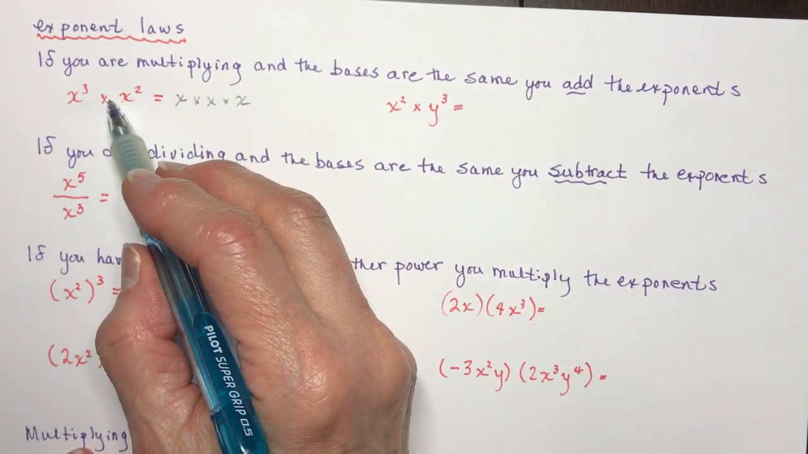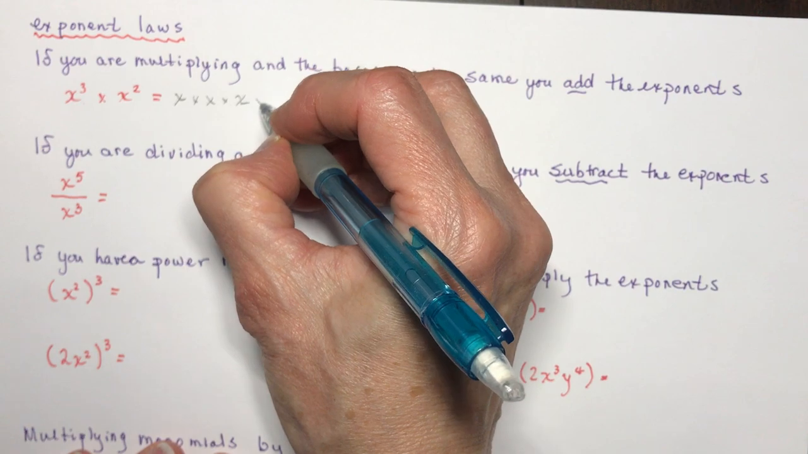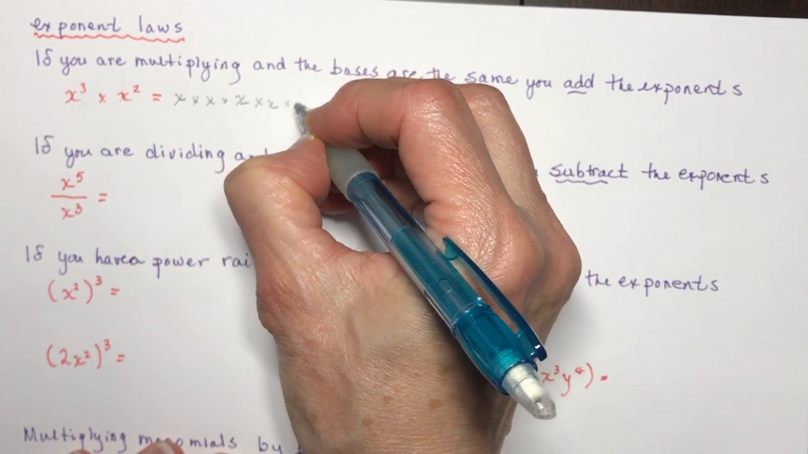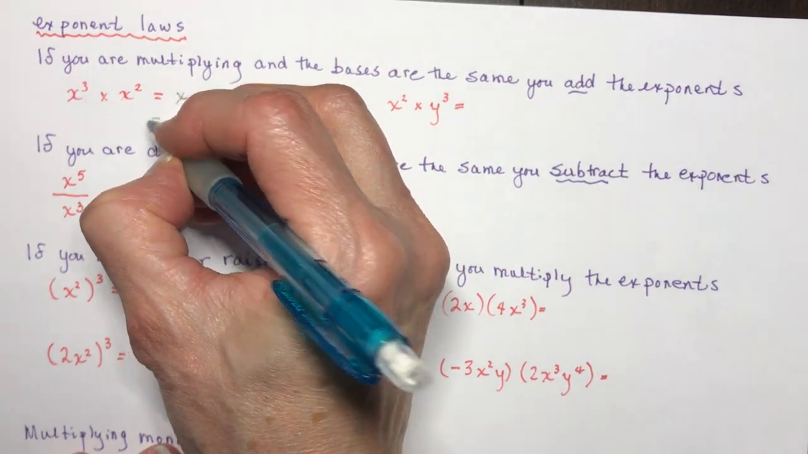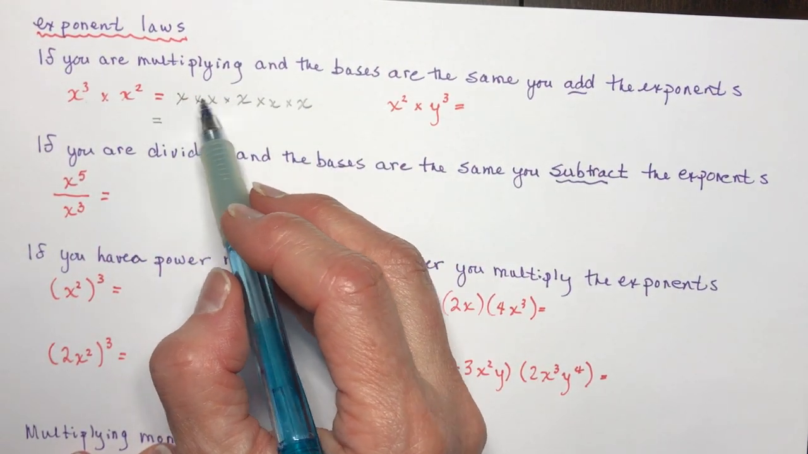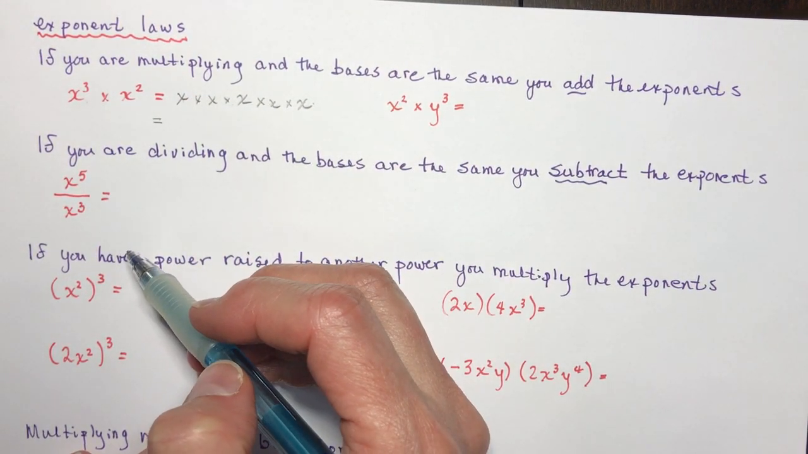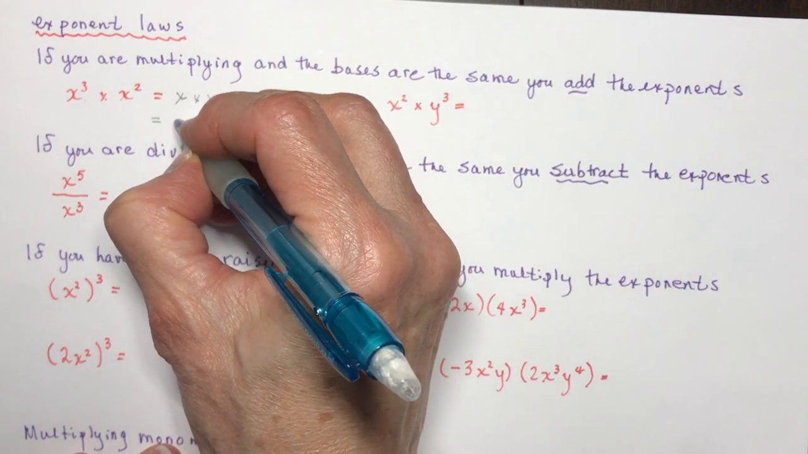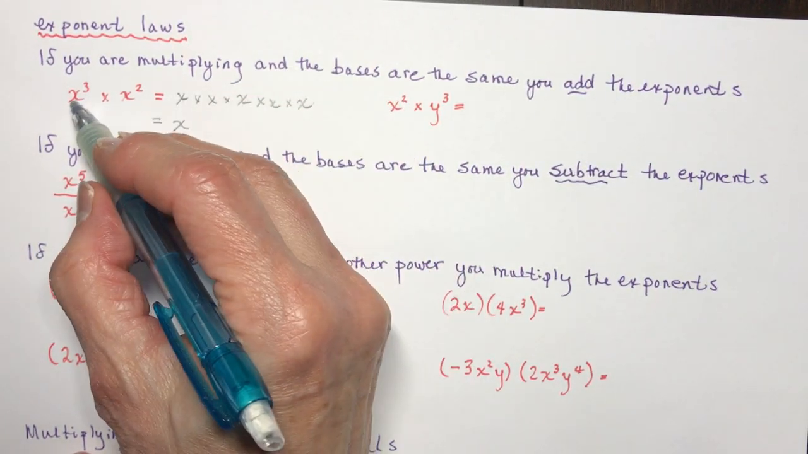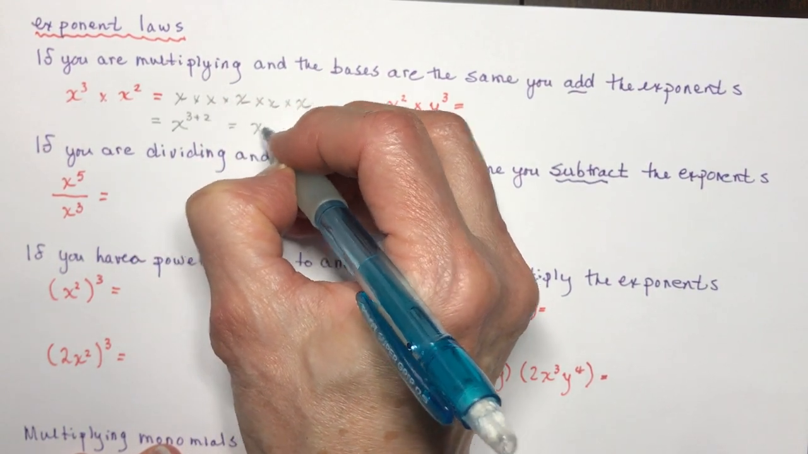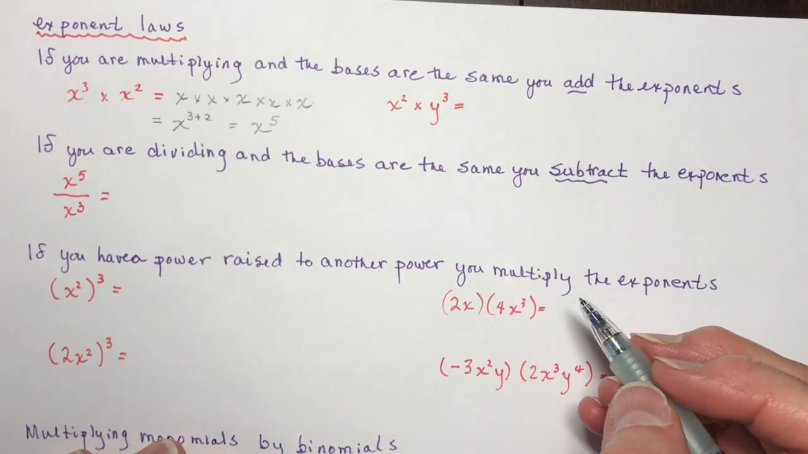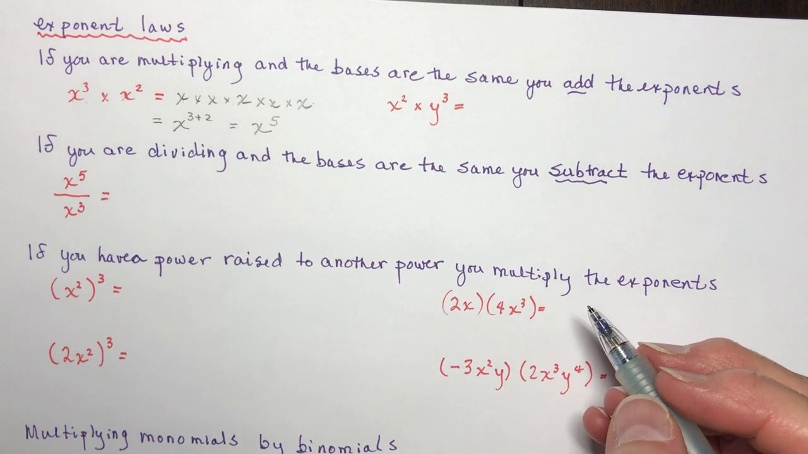I have three of these, and now I have two more because x squared is x times x. So hopefully those look different enough that you can see what's going on here. So I end up with 1, 2, 3, 4, 5 x's. So that's x to the power 5. Or you could say it's x to the 3 plus 2 equals x to the power of 5. Never put two equal signs on one line. It's just that I didn't leave myself enough space.